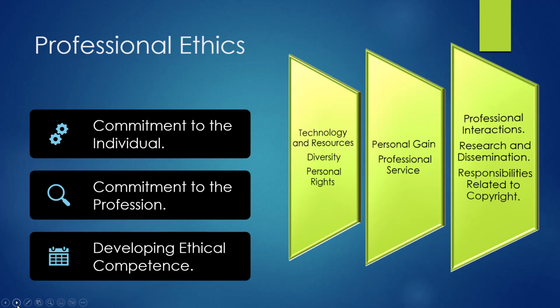The Association for Educational Communications and Technology divides the code of ethics into three sections. The first one is commitment to the individual, which is subdivided into three more sections. The first is technologies and resources. It gives us the responsibility to choose resources appropriate to our students, our staff, and our employees. It requires us to make the right decisions in choosing safe tools to use, protecting our students and our staff members.